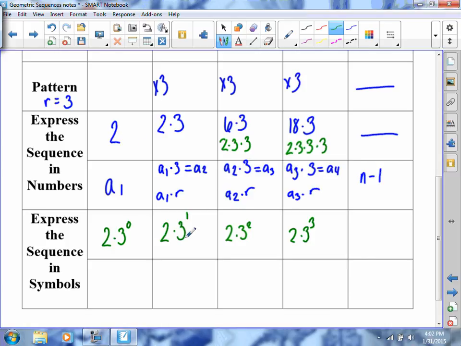And then 3 to the first is 3 times 2 is 6. So that's what I got here. And then 3 squared is 9 times 2 is 18. That's also what I had here. So it's just another way to symbolically represent the multiplication that I was doing to get each term.